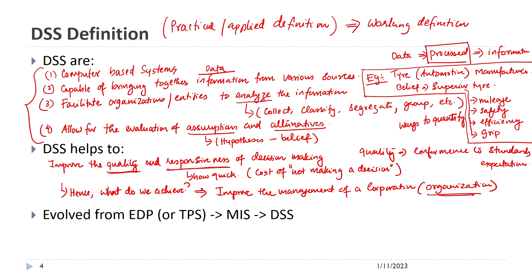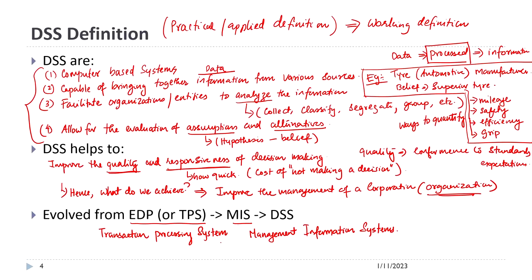So ideally speaking, the DSS has evolved from EDP or TPS. EDP or TPS stands for what you call a transaction processing system. It's a transaction processing system. From there, it went to something called an MIS. MIS is Management Information Systems. So from TPS, transaction processing system, we moved to Management Information System. From there, it evolved to DSS.